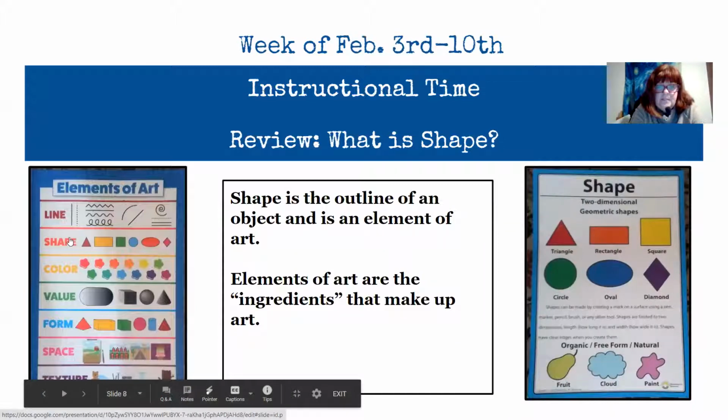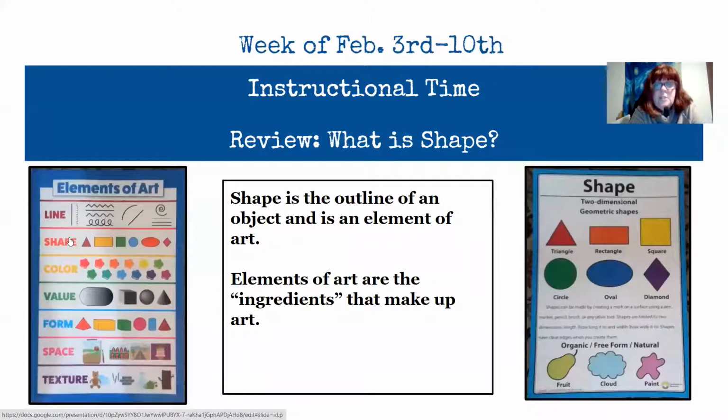And a line is actually used to create a shape, and the shape is the outline of an object. And this is also an element of art. And we looked at different types of shapes, like the triangle, rectangle, square, circle, oval, diamond, and organic shapes like leaves or fruit or clouds.